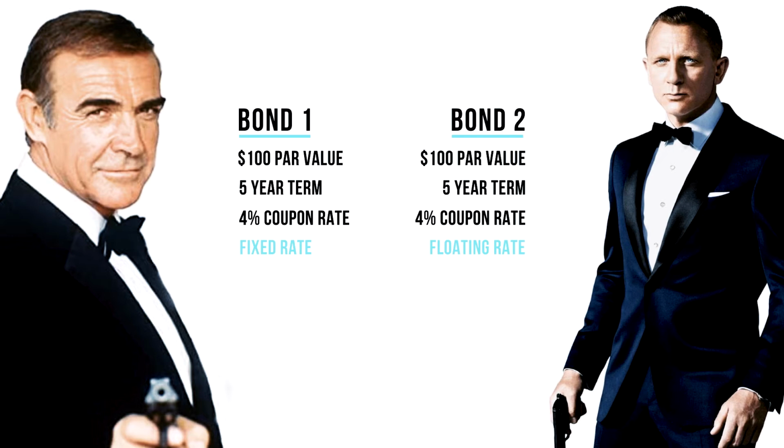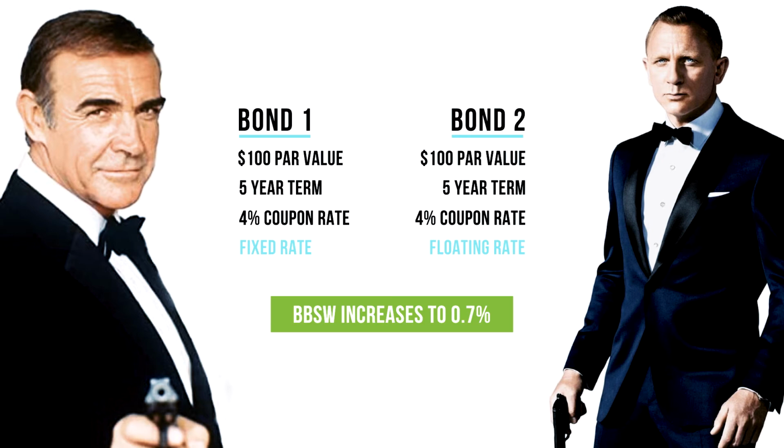The difference comes when there is a change in interest rates, which would in turn impact the bank bill swap rate. If interest rates rise and the bank bill swap rate rose to 0.7%, as an example, the fixed rate bond would continue paying you a coupon rate of 4%. The floating rate bond, on the other hand, would adjust its coupon rate to 4.2%, which is a 0.7% bank bill swap rate plus the margin of 3.5%.